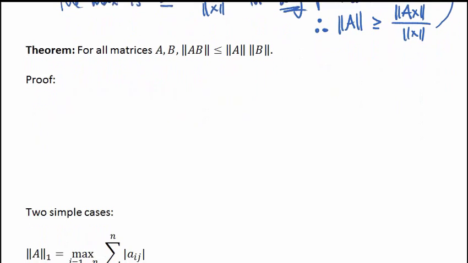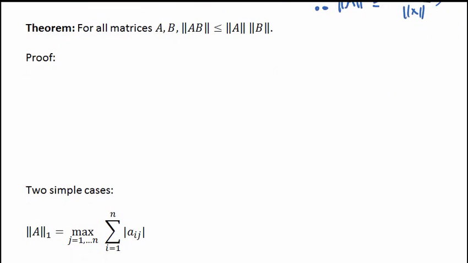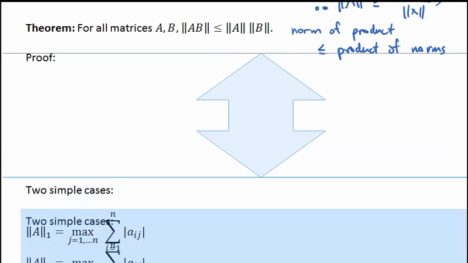The slightly beefier result, which is also extremely useful to us, is that for any two matrices A and B, the norm of the product AB is less than or equal to the product of the norms, norm A times norm B. Norm of a product is less than or equal to the product of the norms. Now, when I say all matrices, of course, I'm saying when the product A times B is defined. That's implied here. So let's prove this statement.